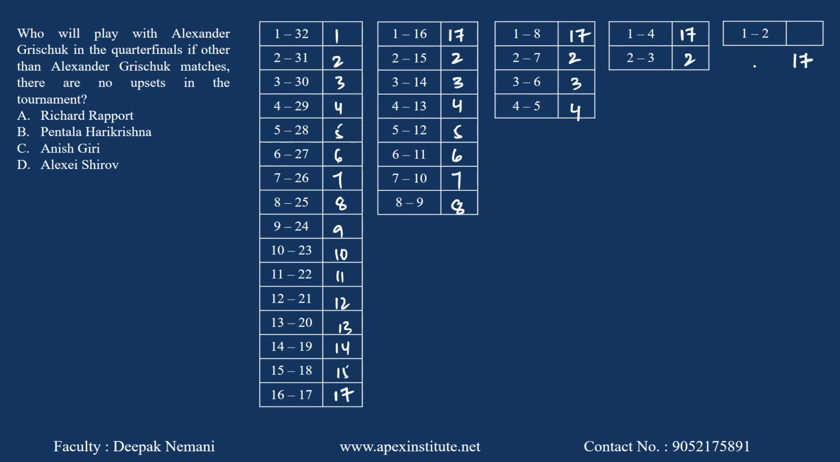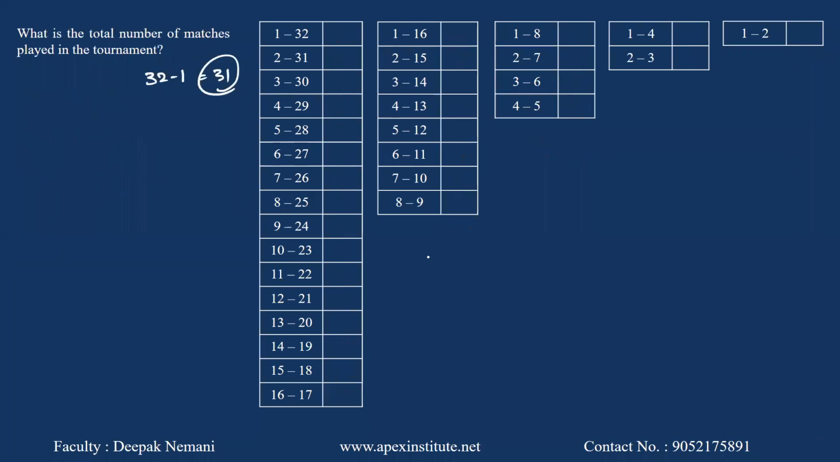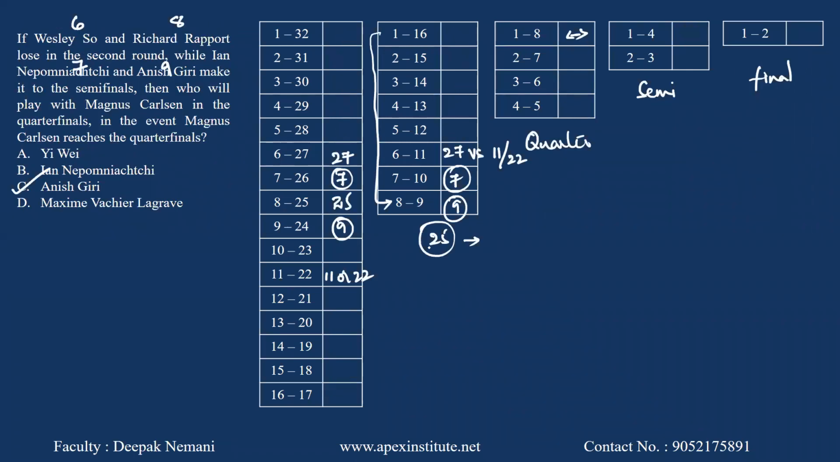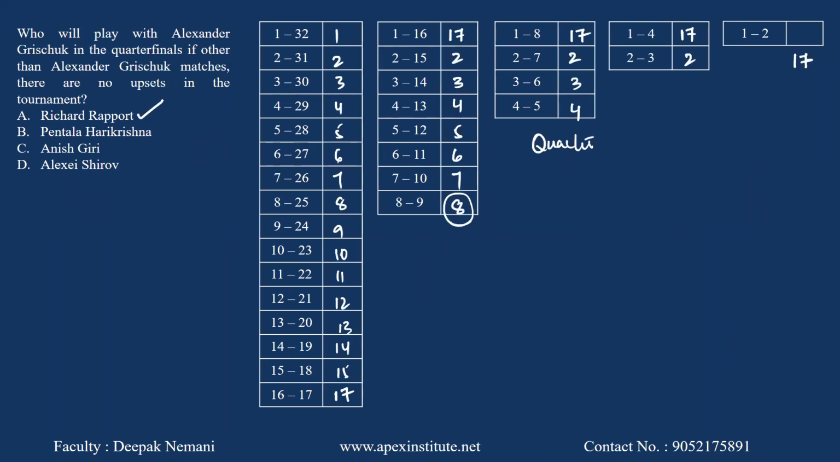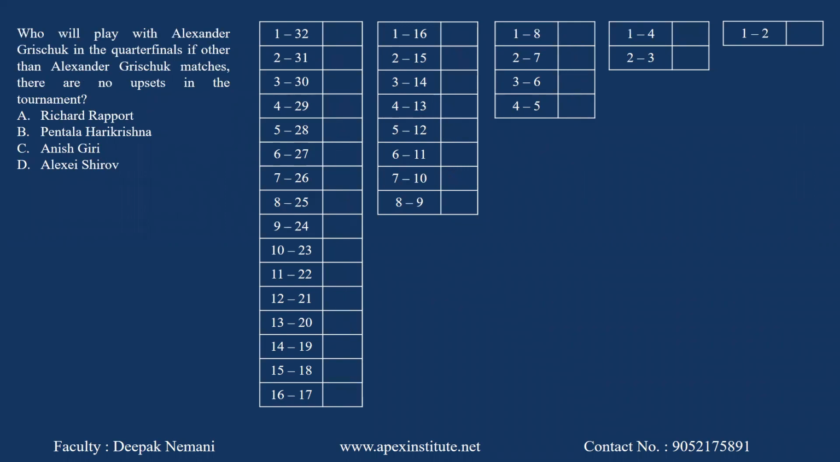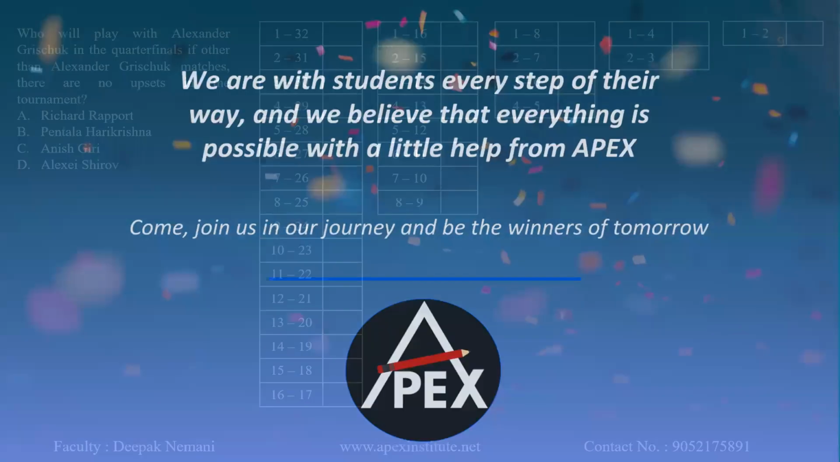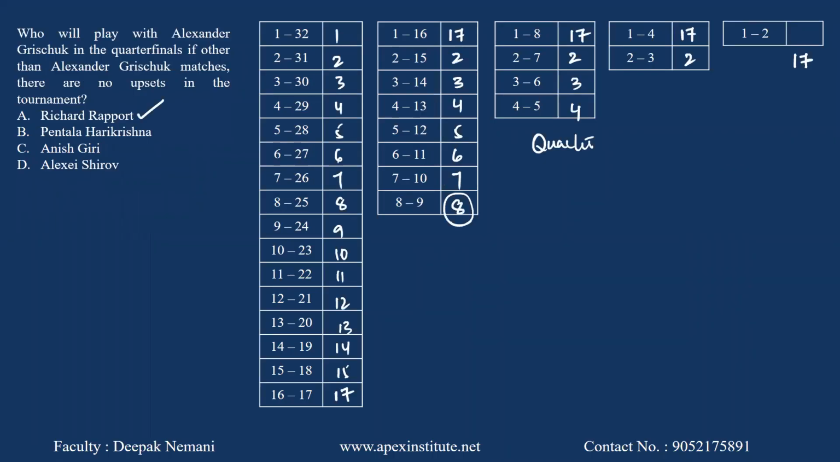Now who will play with Alexander in the quarterfinals? So this is quarterfinals. So 1 and 8. The player with seeded number 8. So who is the player with seeded number 8? Richard Rapport. So he will be playing with Alexander in the quarterfinals. And this completes the mock.